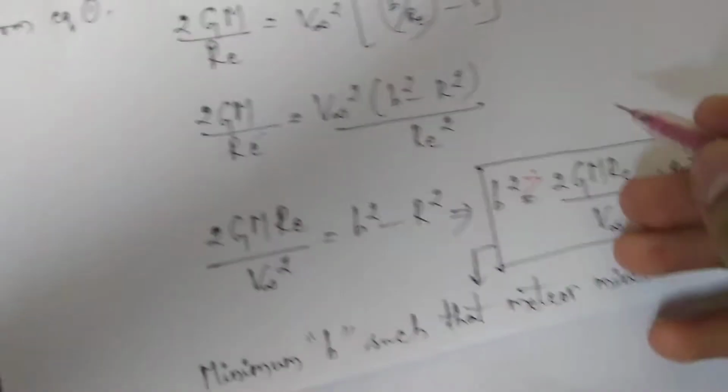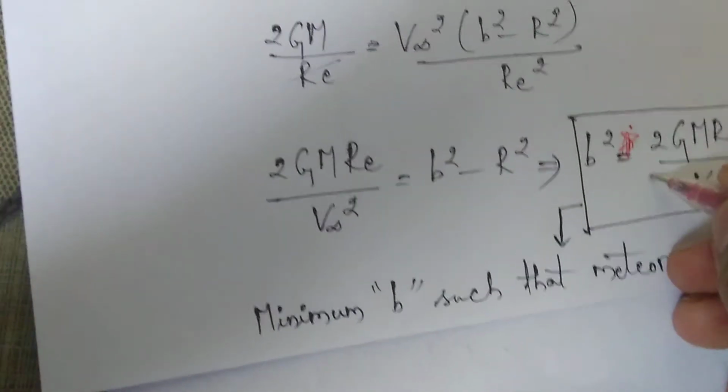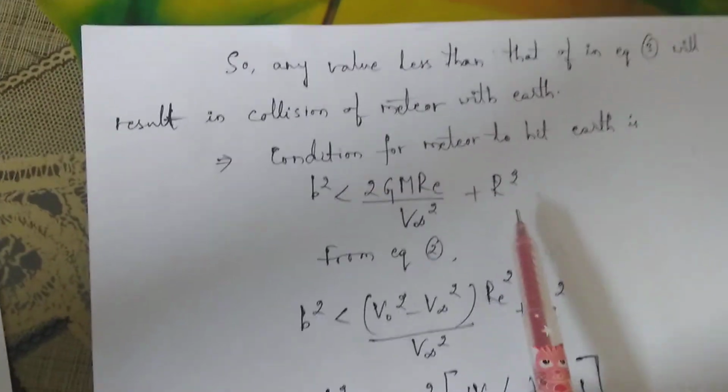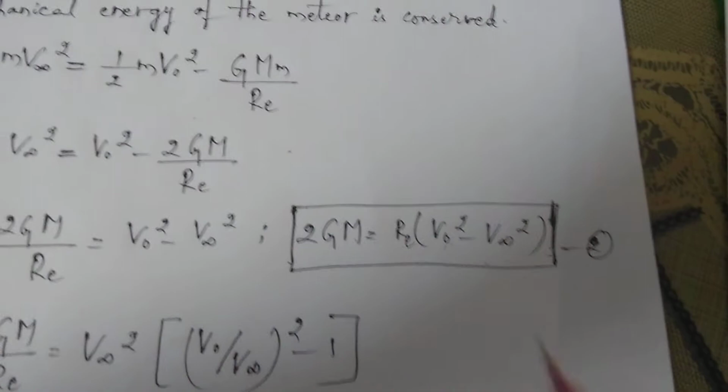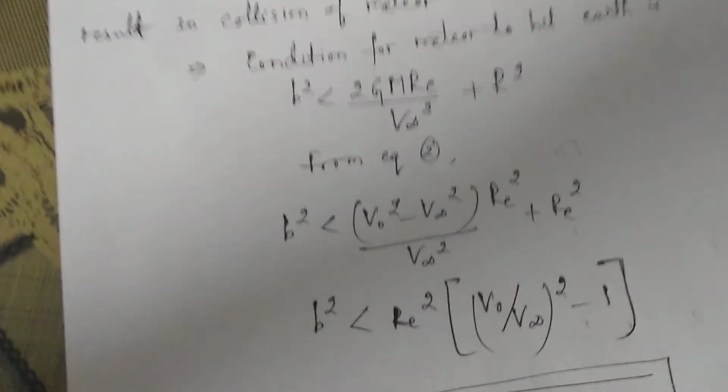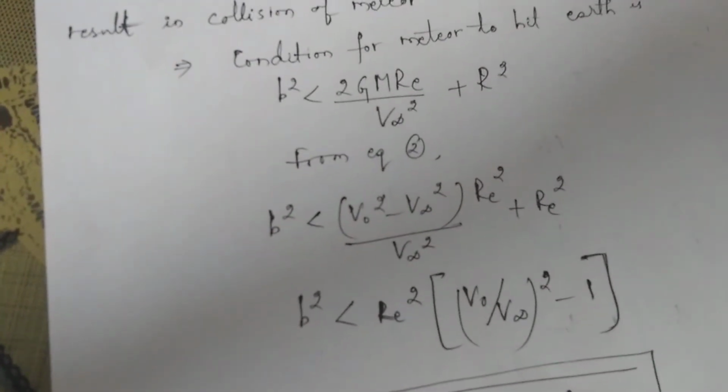So here, instead of greater than or equal to, we'll get less than. Okay, so b square less than 2gm re by v infinity square plus re square. And from equation 2, I have told you this is very important: 2gm equals re into v naught square minus v infinity square. We need to eliminate that 2gm because it is not given in the options.